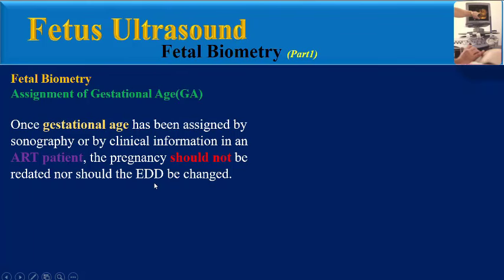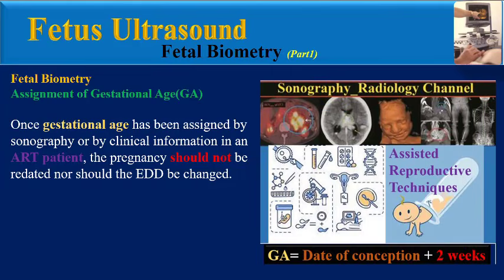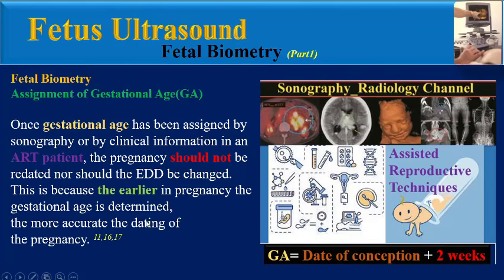Once gestational age has been assigned by sonography or by clinical information in an ART patient, the pregnancy should not be redated, nor should the estimated due date be changed. This is because the earlier in pregnancy the gestational age is determined, the more accurate the dating of the pregnancy.